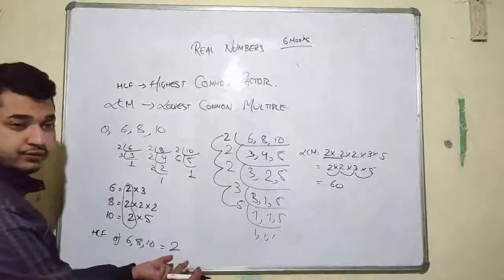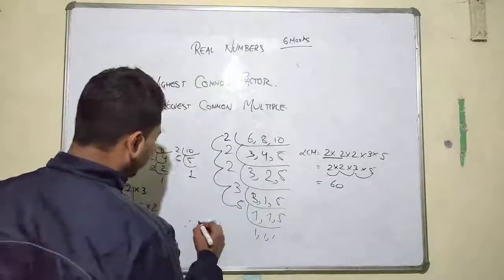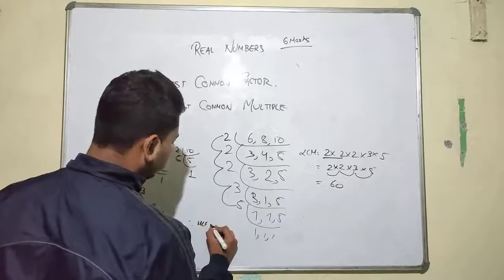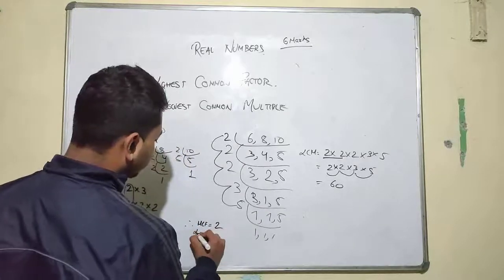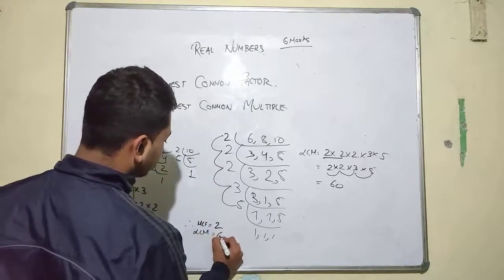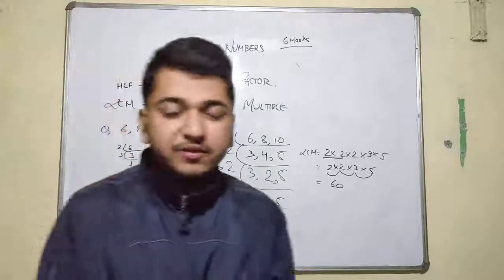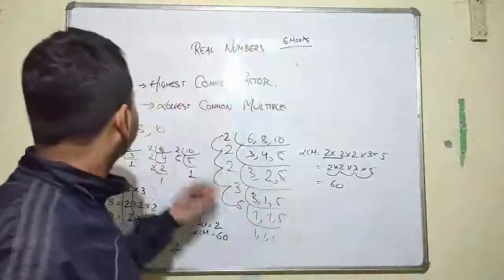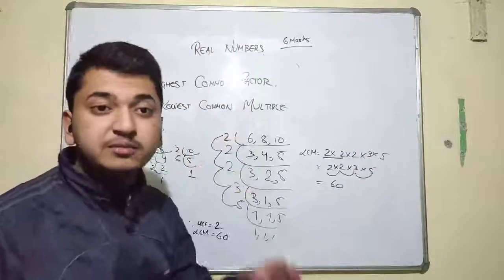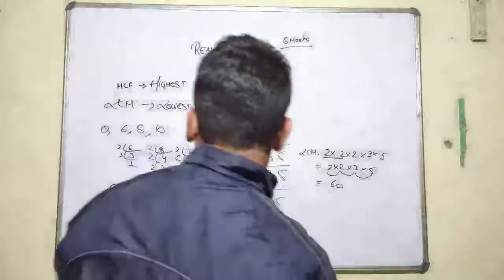HCF is 2, so therefore HCF is equal to 2. LCM is equal to 60. I hope you have got the point of HCF and LCM. We'll be doing some more questions, don't worry.